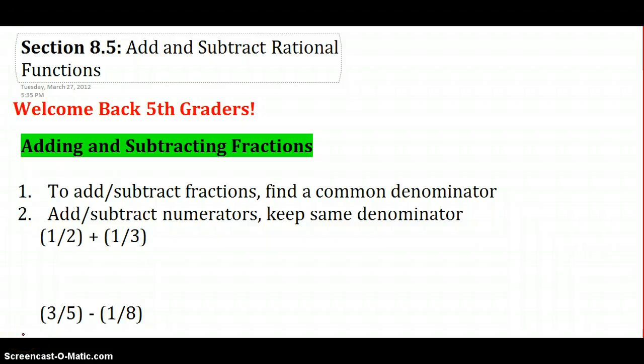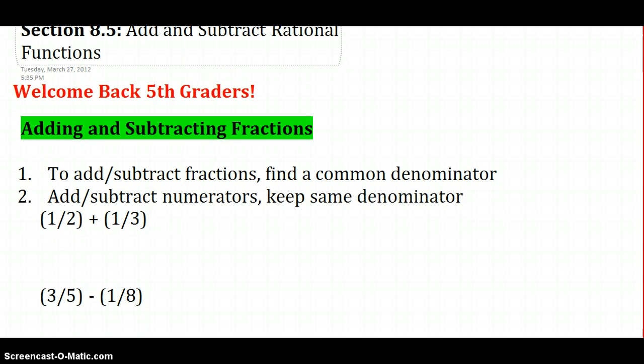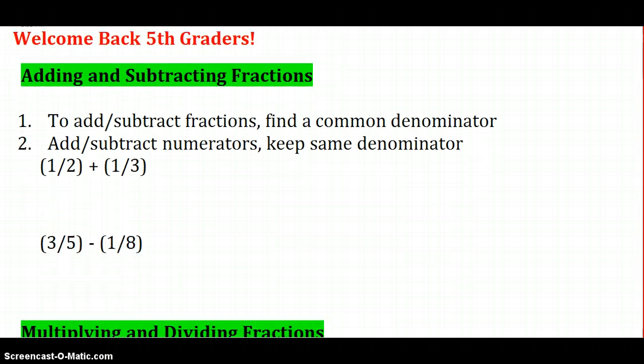Section 8.5 is on how to add and subtract rational functions. So before we get started with this, we're going to review how to simply add, subtract, multiply, and divide fractions. So welcome back, 5th graders! We're going to start some simple review from 5th grade. First, how to add and subtract fractions. Number 1 is how to add and subtract fractions.